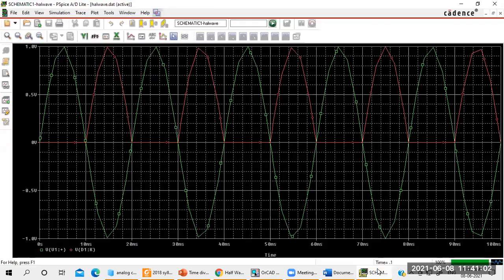After the simulation, we'll get the output here. What is the green color here? That is the applied input voltage, which goes from negative 1 volt to positive 1 volt. The red color is the output voltage. Wherever the negative cycle is there, we'll get a positive cycle because we are using an inverting op amp. This one is the precision half wave rectifier output. Understood?